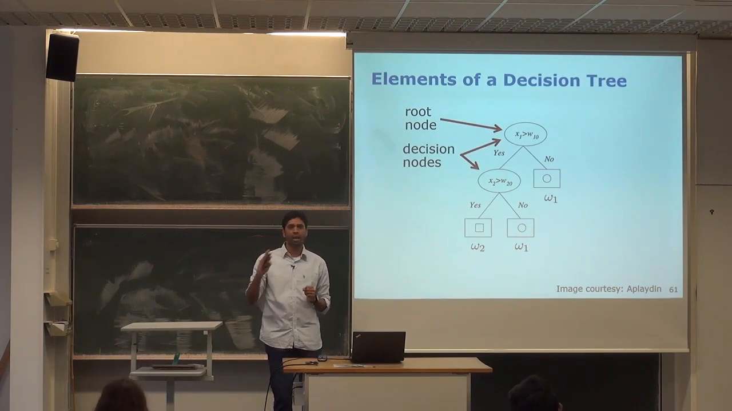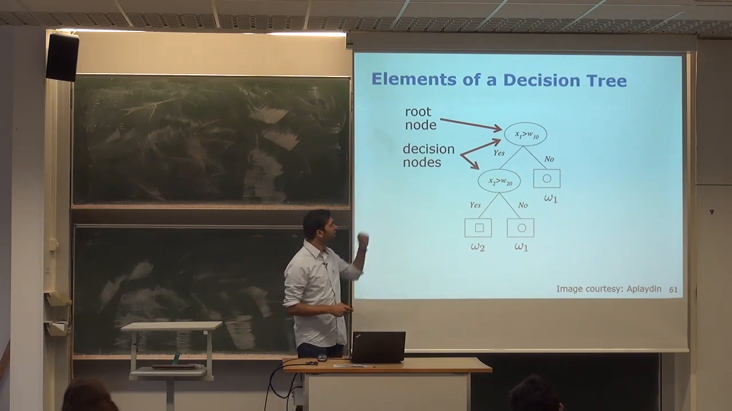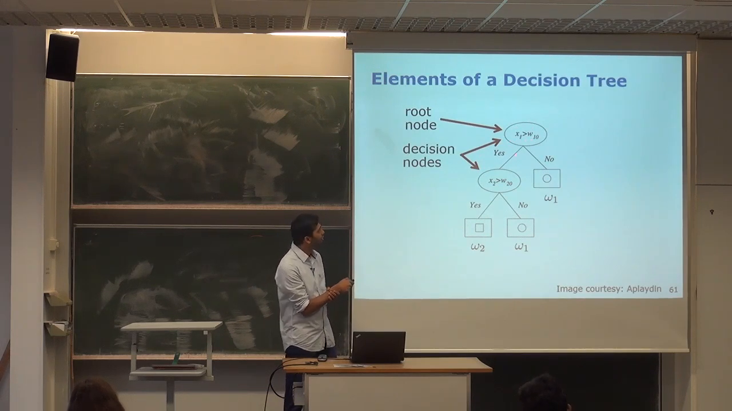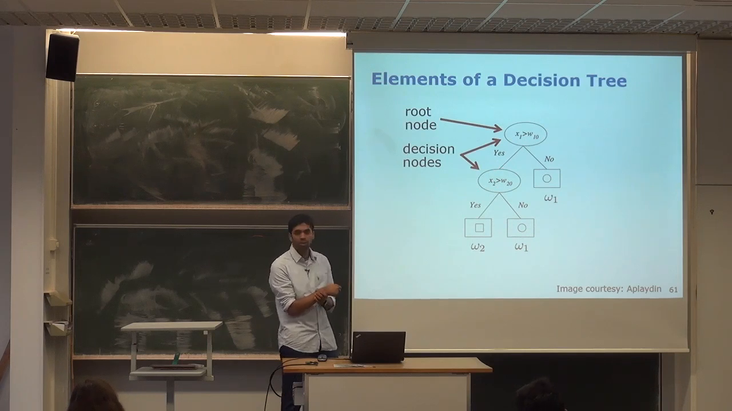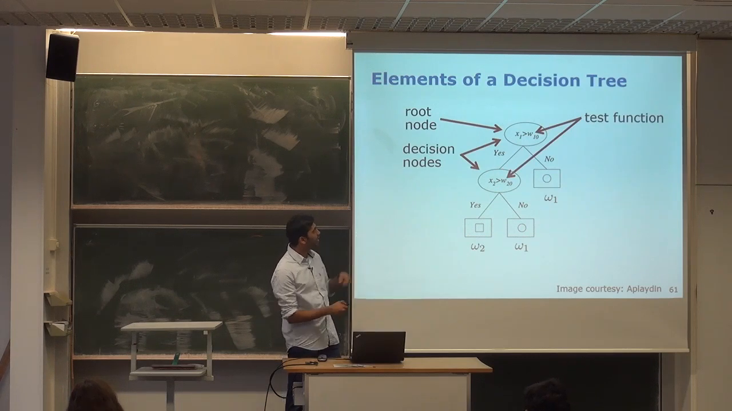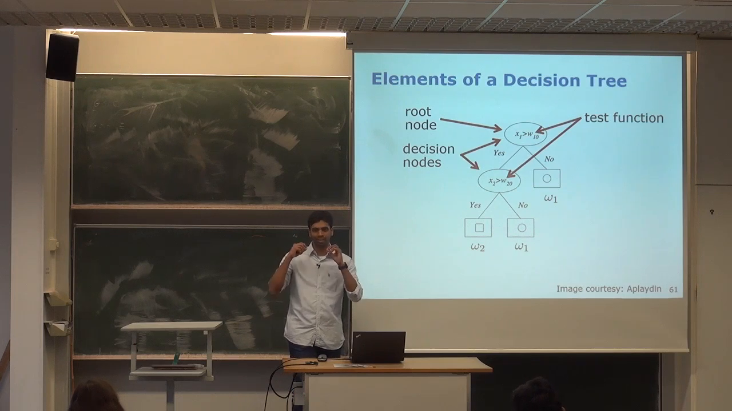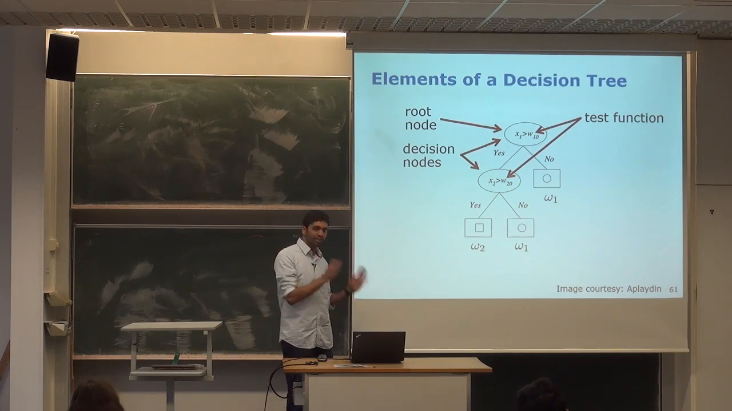Usually it's a simple binary question. And in this case, you ask the question, is the x1 feature greater than some threshold W10? If the answer is yes, you go towards the left branch. If the answer is no, you go towards the right branch. What is inside this decision function, or these ellipses, is often called a test function because it makes a test. Is it greater than something? Is it less than something?